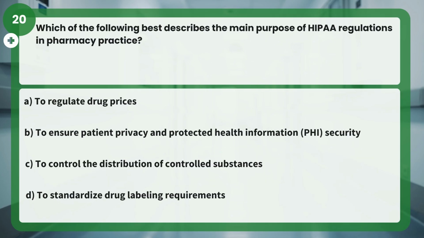Question 20. Which of the following best describes the main purpose of HIPAA regulations in pharmacy practice? A. To regulate drug prices. B. To ensure patient privacy and protected health information, PHI, security. C. To control the distribution of controlled substances. D. To standardize drug labeling requirements.